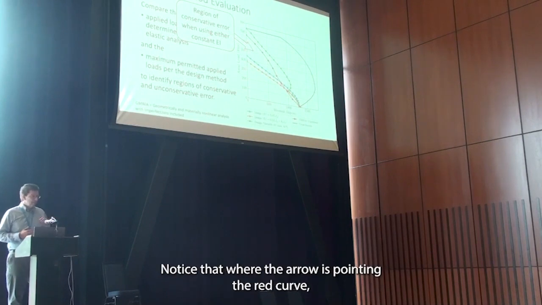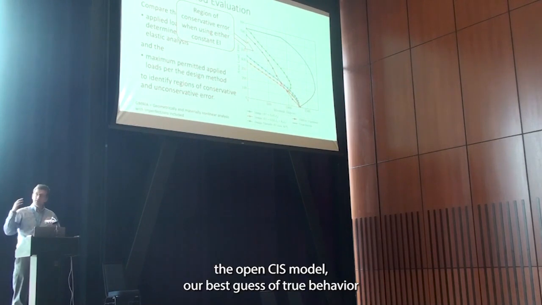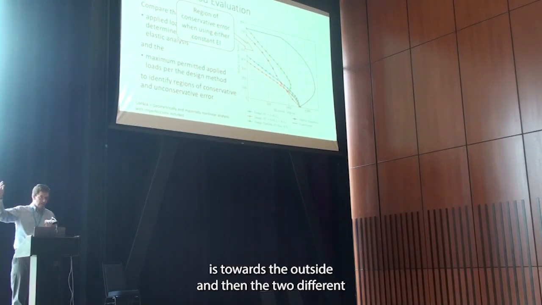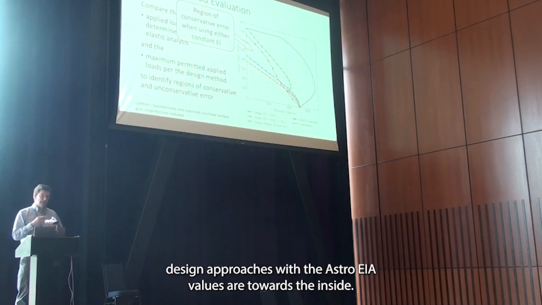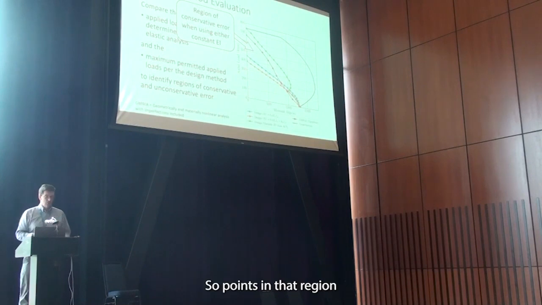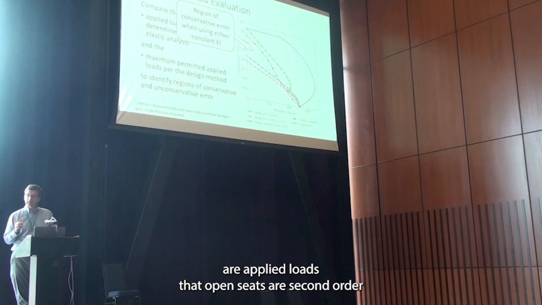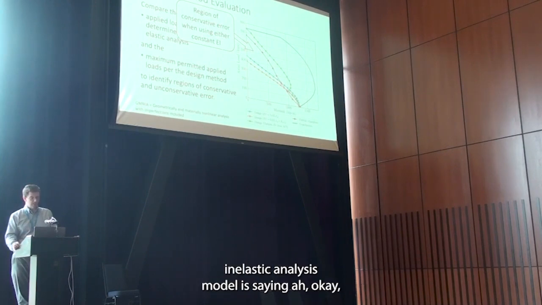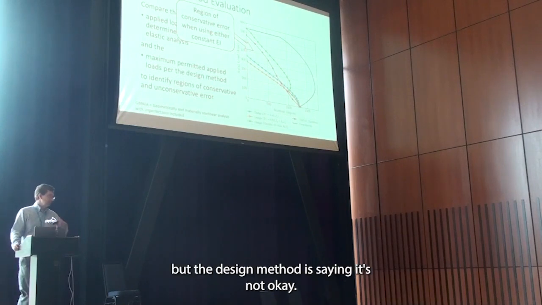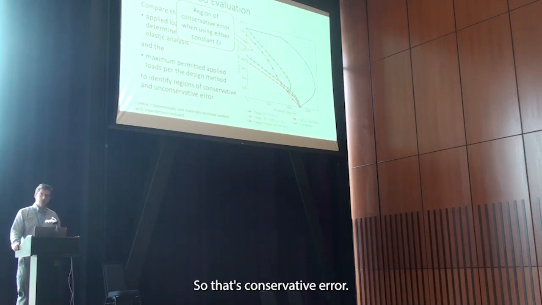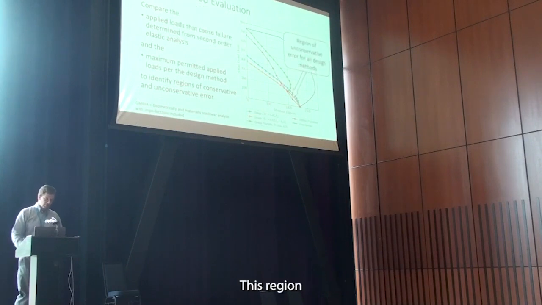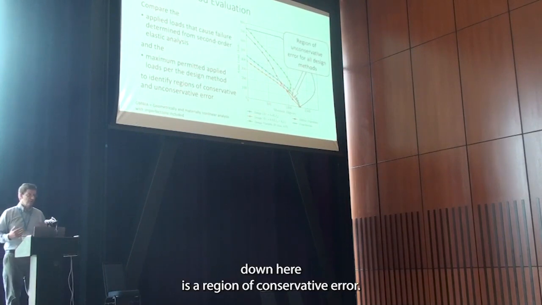Notice that where the arrow is pointing, the red curve, the OpenSeis model, our best guess of true behavior, is towards the outside, and then the two different design approaches with the AASHTO EI values are towards the inside. So points in that region are applied loads that OpenSeis, our second order inelastic analysis model, is saying are okay, but the design method is saying it's not okay. So that's conservative error.